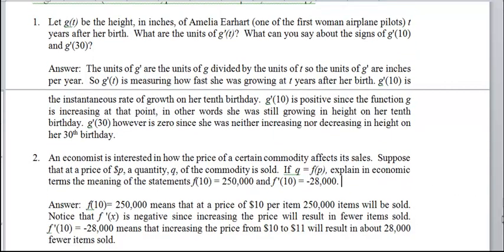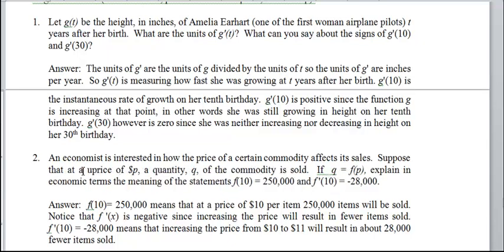Well, the first statement, f of 10 equals 250,000, or I might have said Q of 10 equals 250,000, means the quantity is 250,000 when the price is $10 per item. That's actually a unit price, dollars per item. So if you charge $10 per item, you'll be able to sell 250,000 of these items.